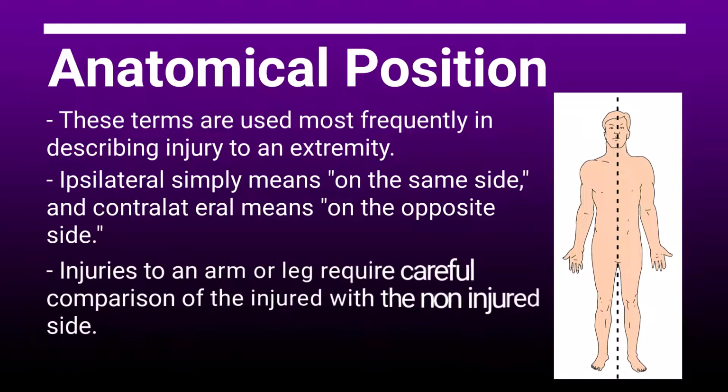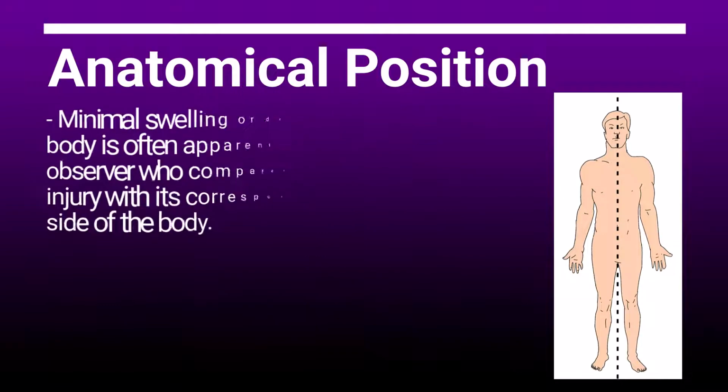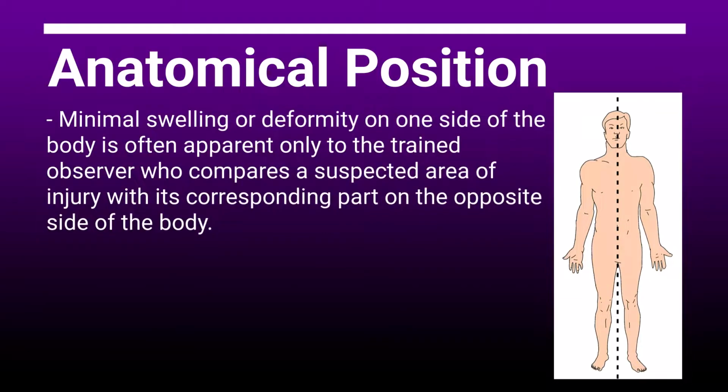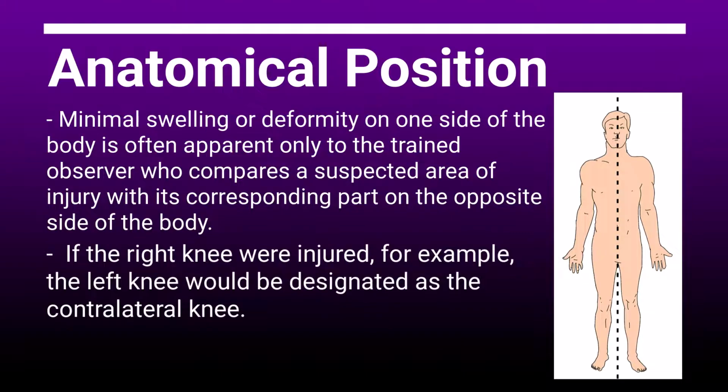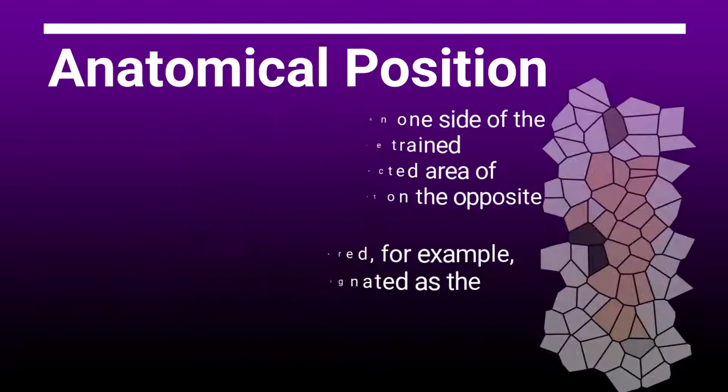Injuries to an arm or leg require careful comparison of the injured with the non-injured side. Minimal swelling or deformity on one side of the body is often apparent only to the trained observer who compares a suspected area of injury with its corresponding part of the opposite side of the body. If the right knee were injured, for example, the left knee would be designated as the contralateral knee.